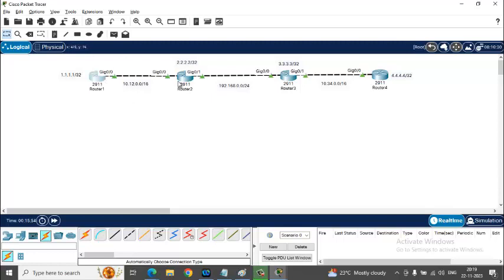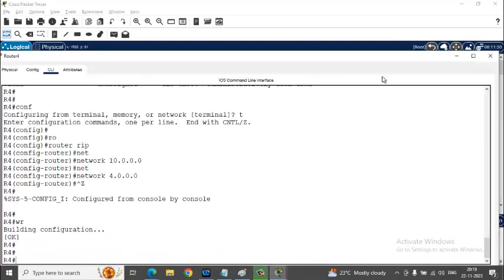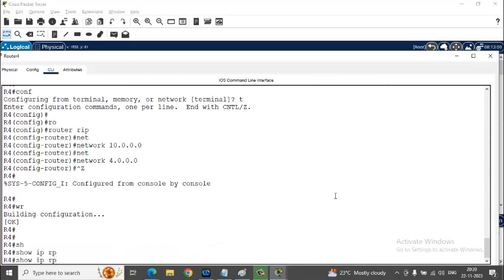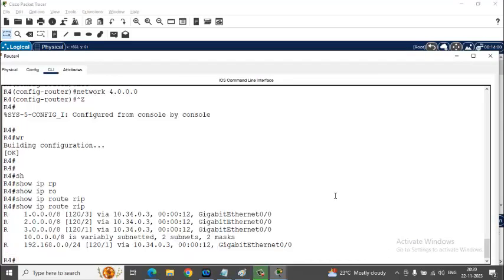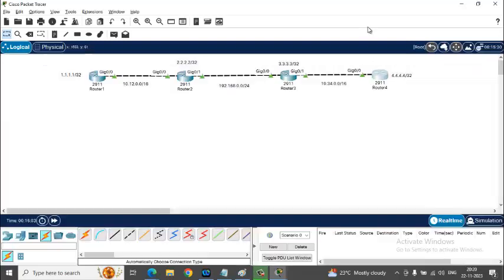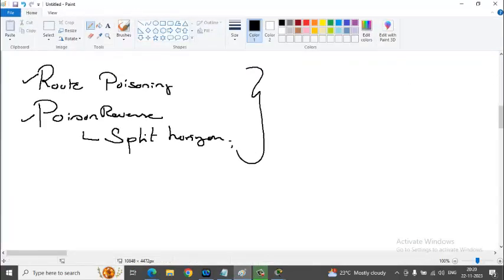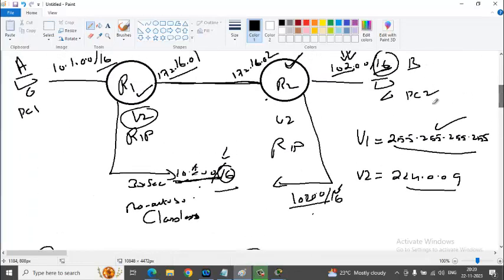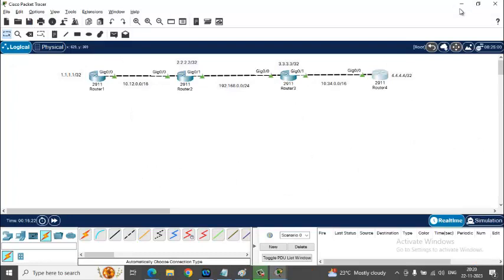Let me debug. Debug IP RIP. You will see every 30 seconds. Okay, this is a received update. See, it is receiving with the hop count. 10.34 is 3 hops away, isn't it? 4.4.4.4 from here, if you see, 1, 2, 3 hops, isn't it? And 3.3.3.3 is 2 hops, correct or not? See, 3.3.3.3 is 2 hops.